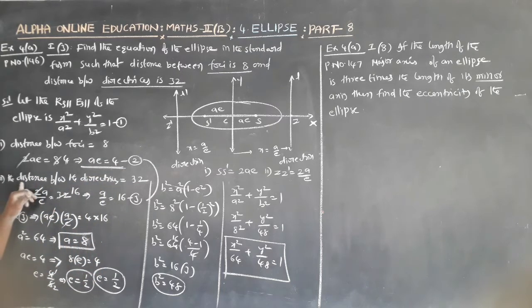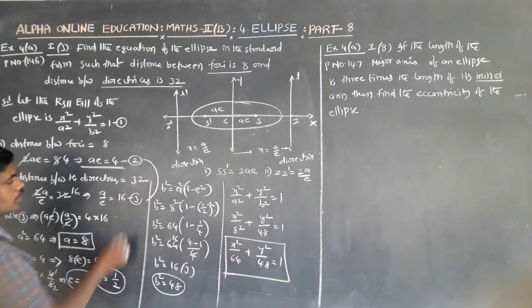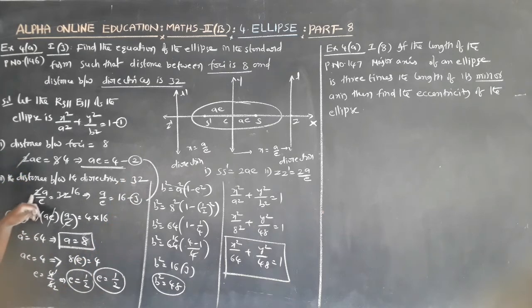Next one, the distance between the directrices is equal to 32. Distance between the directrices, 2A by E, is equal to 32.